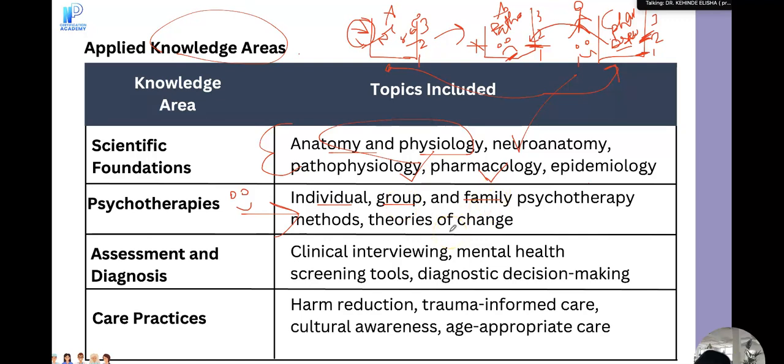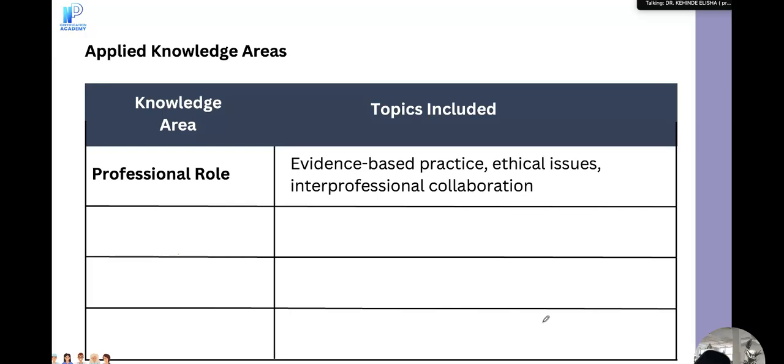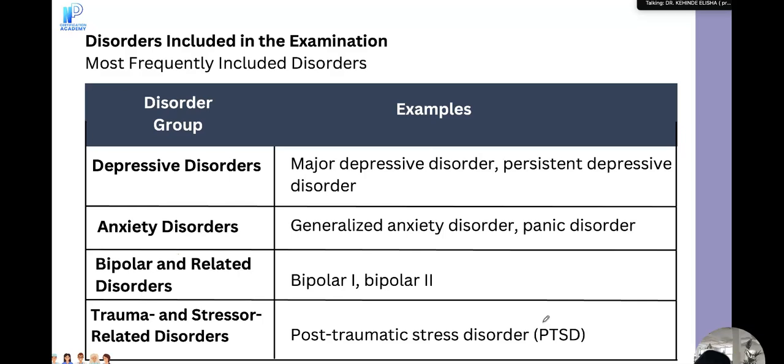Now, assessment and diagnosis, clinical interviewing, mental health screening tools, diagnostic decision making, care practices, harm reduction, trauma-informed care, cultural awareness, and age-appropriate care. Then we also have professional role, evidence-based practice, ethical issues, interprofessional collaboration.